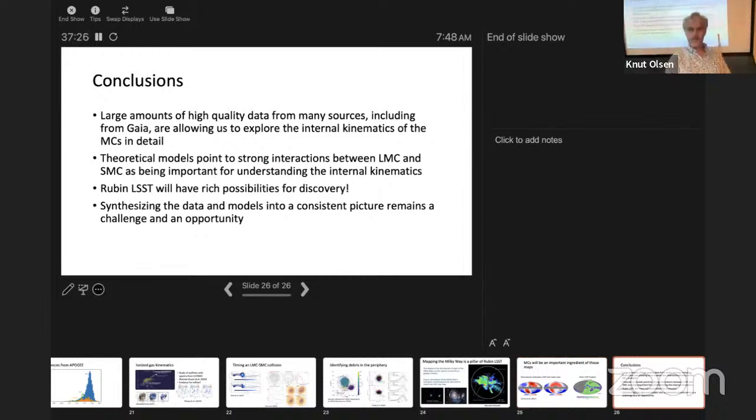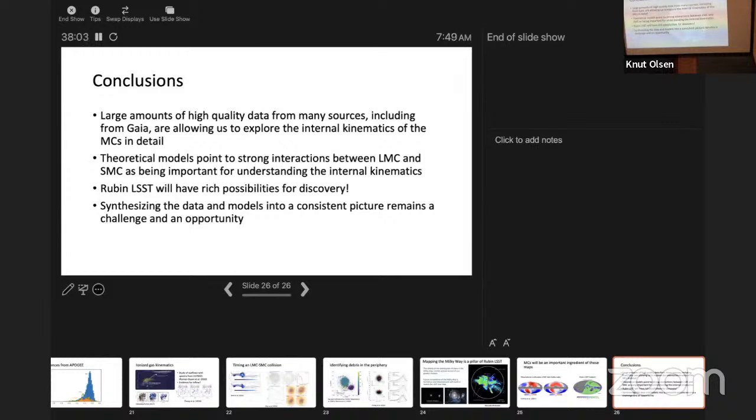All right, I'm going to finish there and wrap up by saying we have so much data now on the Magellanic Clouds, and Gaia has been tremendous here. That allows us to explore the internal kinematics of the Magellanic Clouds in detail. I think these models are pointing to a strong interaction between the LMC and the SMC having a big effect on what we see in the internal kinematics.